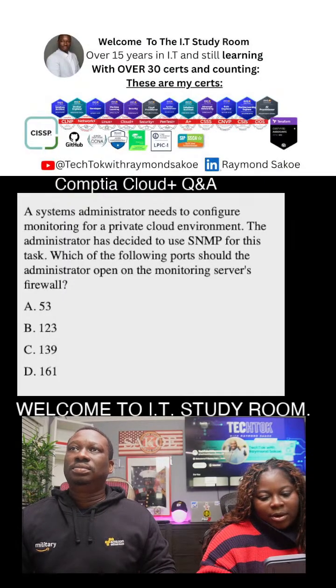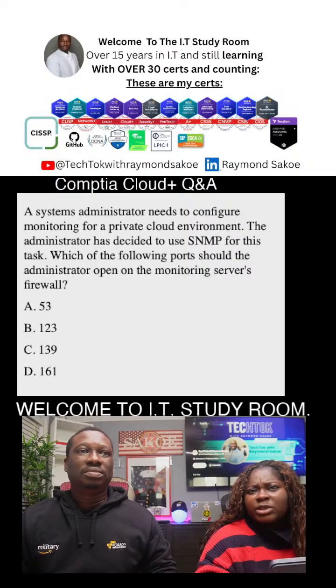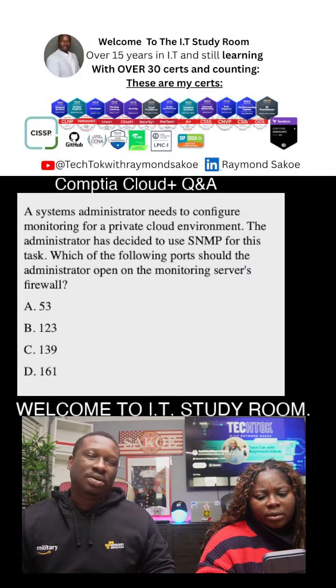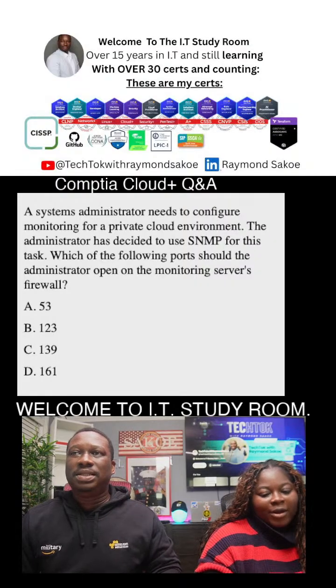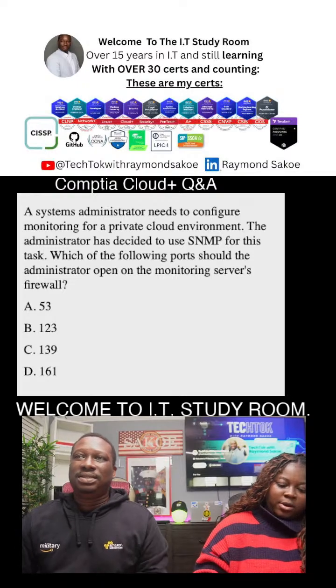Is it 161 or 162? There's a 162? So 161 is for managing the device, and 162 is for device alerts. They're all SNMP. Okay, got it.